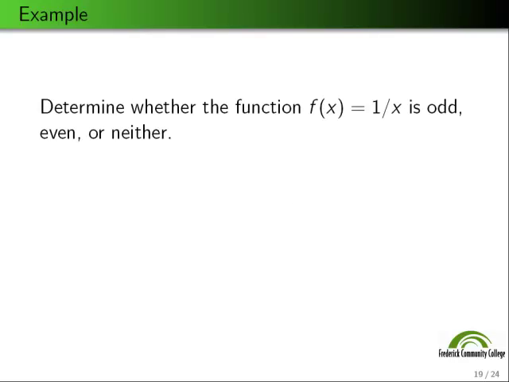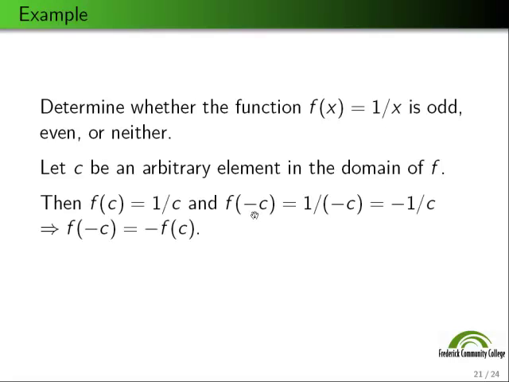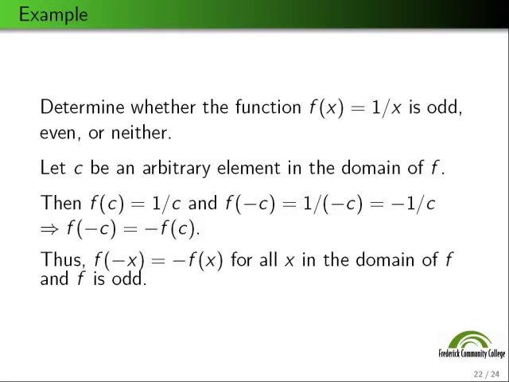For an example here, let's determine whether the function f of x equals 1 over x is odd, even, or neither. So let c be an arbitrary element in the domain of f. Then f of c equals 1 over c, and f of negative c equals 1 over negative c, which equals a negative 1 over c. So this implies that f of negative c, which equals a negative 1 over c, equals a negative f of c. And we can say now for sure that f is odd, that the function f of x equals 1 over x is odd.